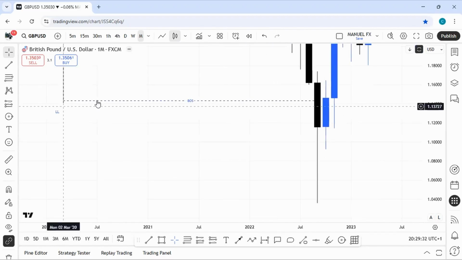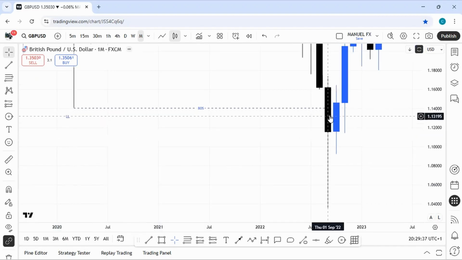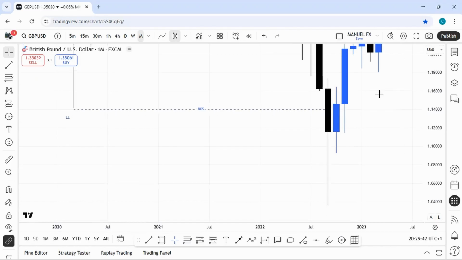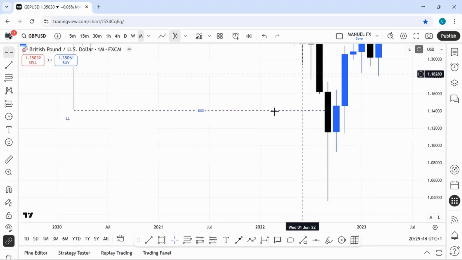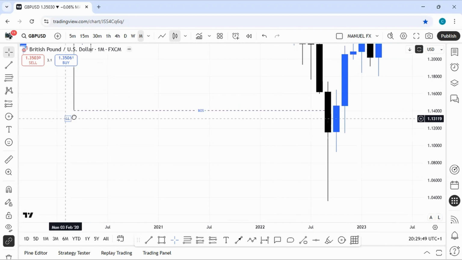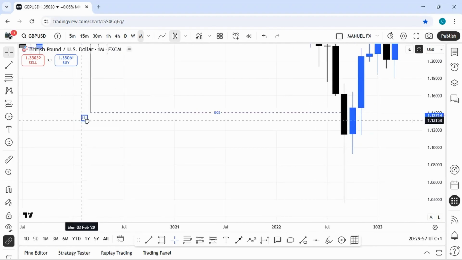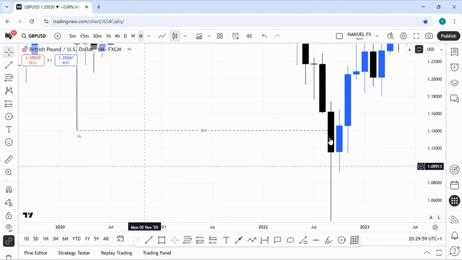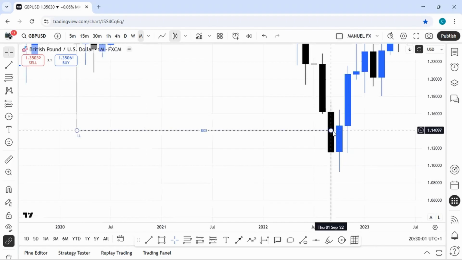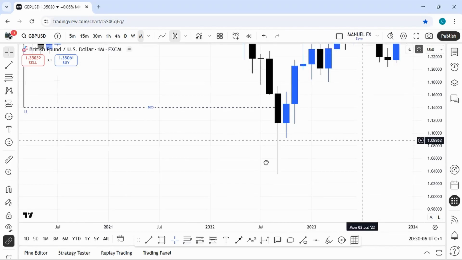Once price takes out this low and it takes it out by body, then we can validate this break of structure. That's what I'm trying to let you understand. Once price breaks this low by body, not by wick, then we call it a valid break of structure.